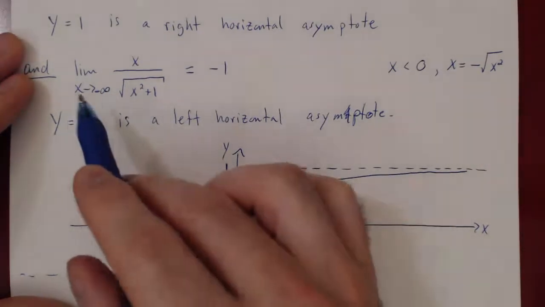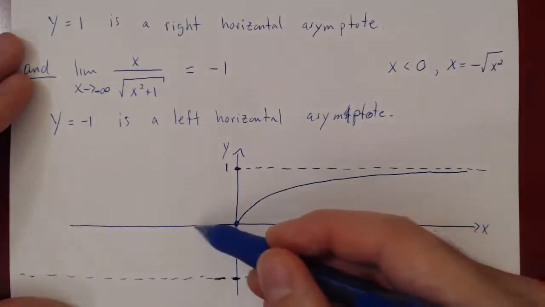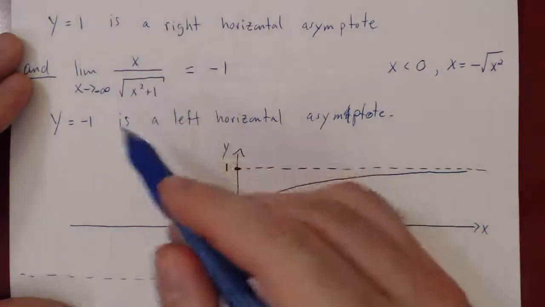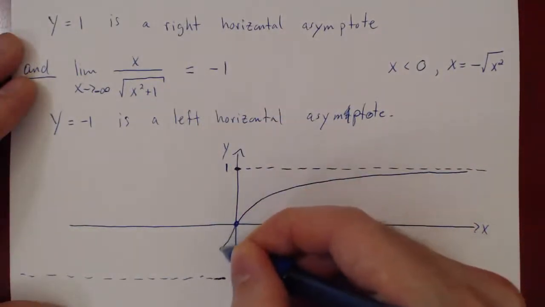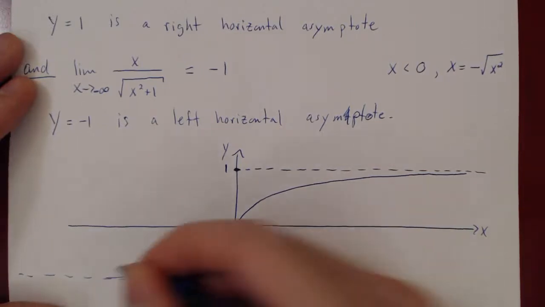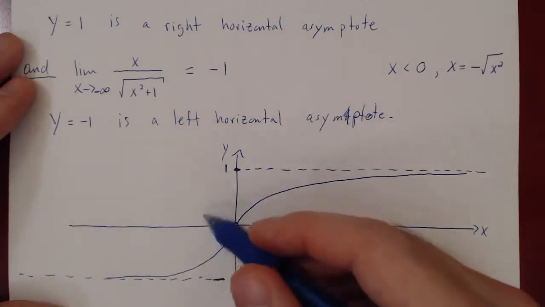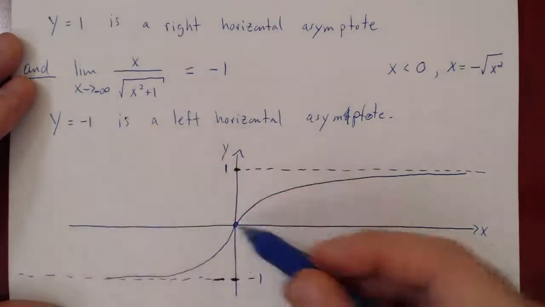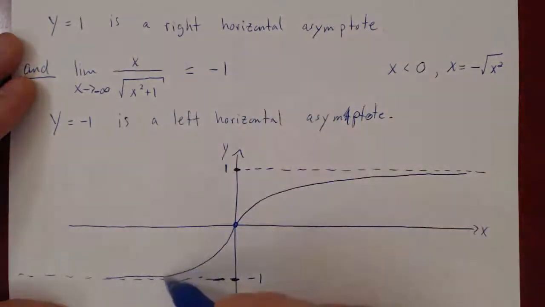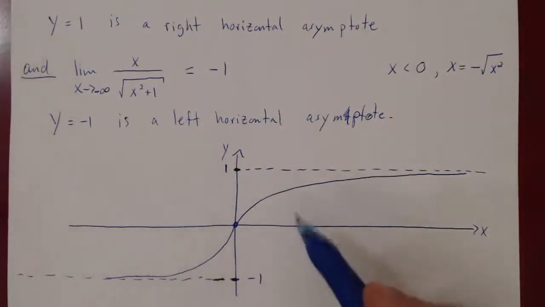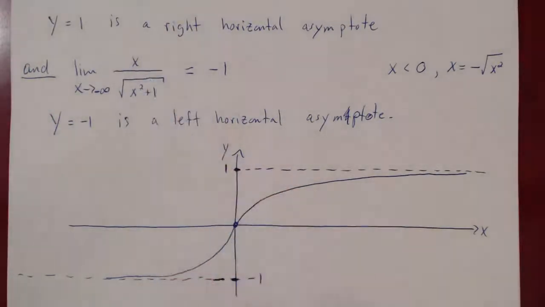And as we now let x approach negative infinity, so x goes in this direction, the y values will be getting closer and closer to negative 1. So we may expect something that looks like this. And the larger x is negatively, the closer y will be to negative 1. So this is an example of a function with two distinct horizontal asymptotes: y equals 1 from the right, y equals negative 1 from the left.